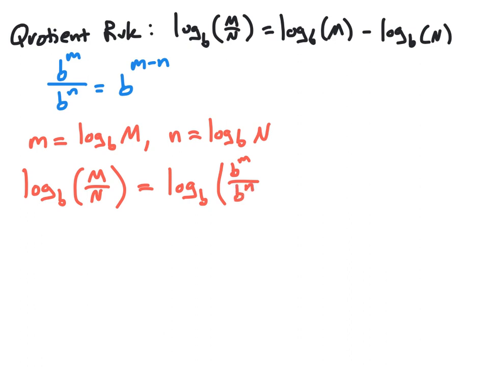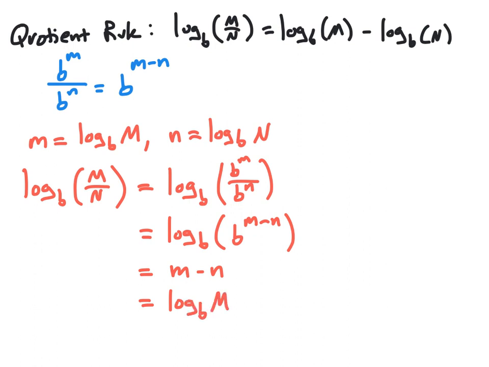Capital N will be lowercase b to the lowercase n. Again, we're converting n equals log base b of capital N to exponential form, just like we did with the product rule. This is the log base b of b to the m minus n. And again, we have log base b of b to a power. This results in just that power, m minus n. And m and n are, as defined earlier, log base b of m and log base b of n. And they're being subtracted. So we get the quotient rule, again following from the quotient rule from exponents.